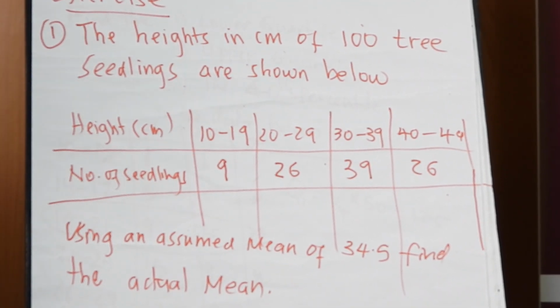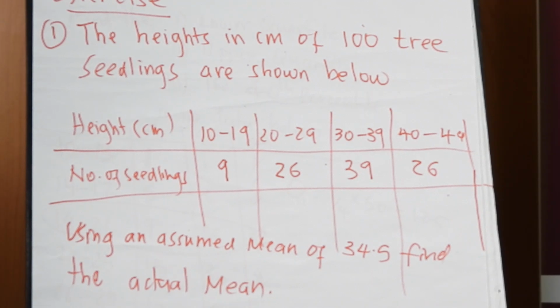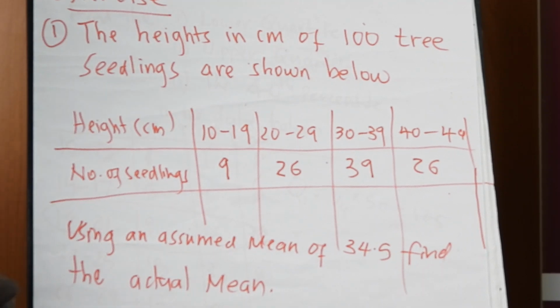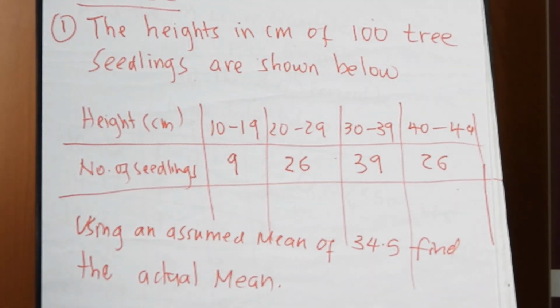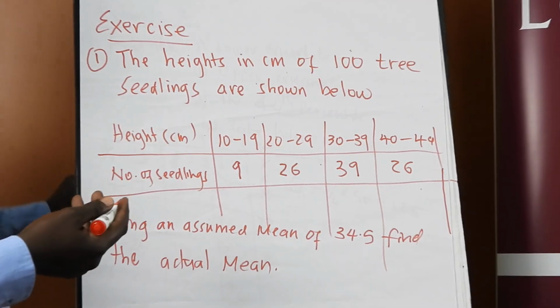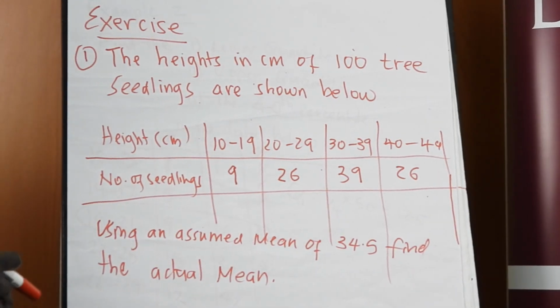Then 20 to 29, the frequency is 26. 30 to 39, the frequency is 39. And the last class, 40 to 49, the frequency is 26. Try to do the same using 34.5 as the assumed mean, using both methods to solve that. That is basically a recap of what we did yesterday.